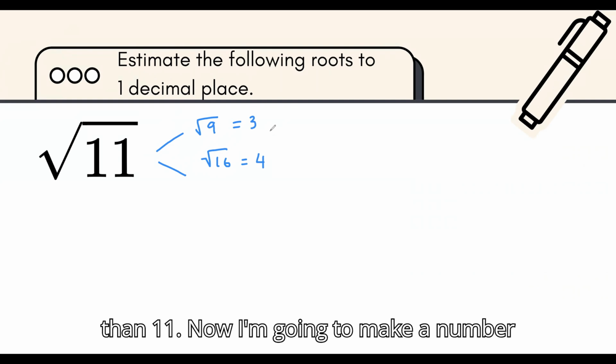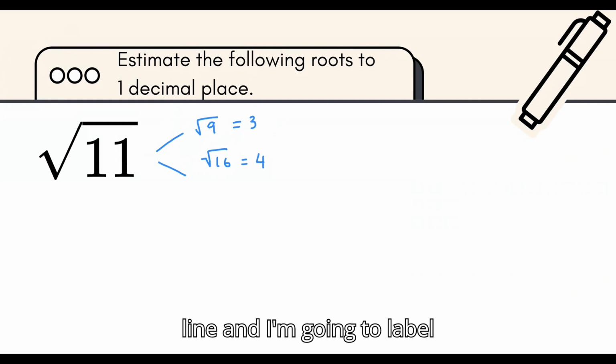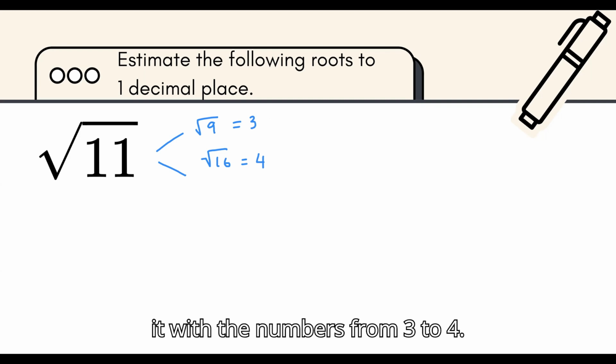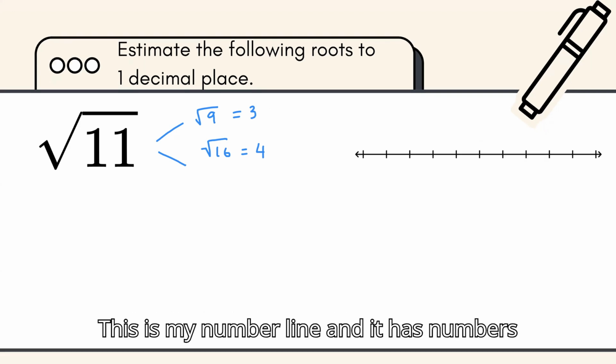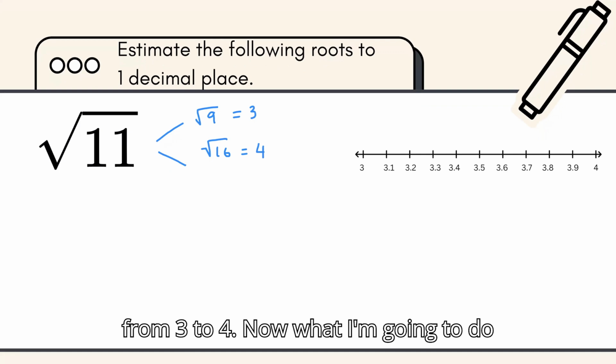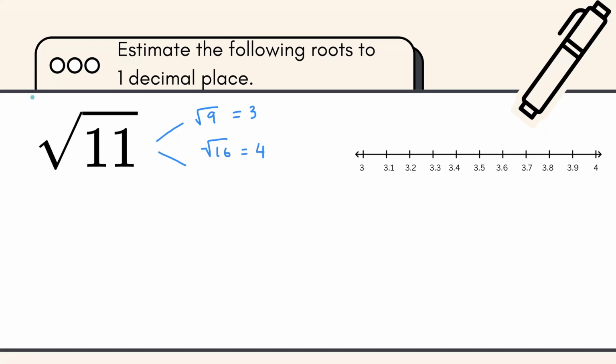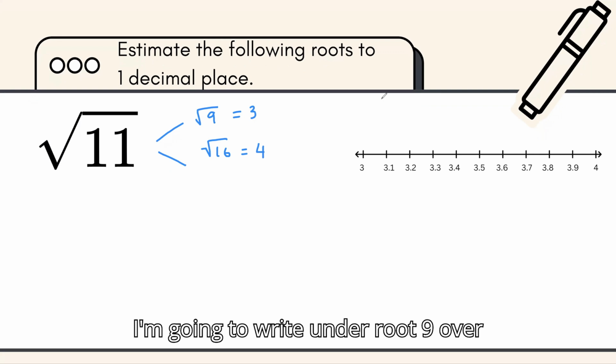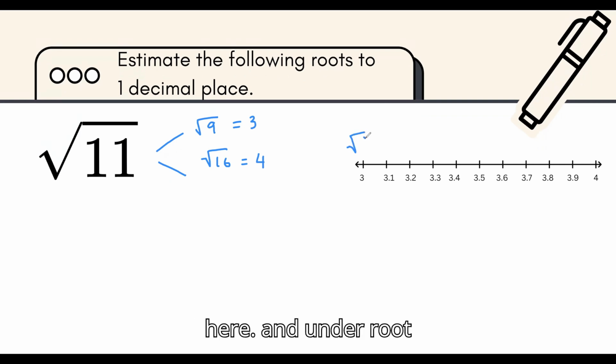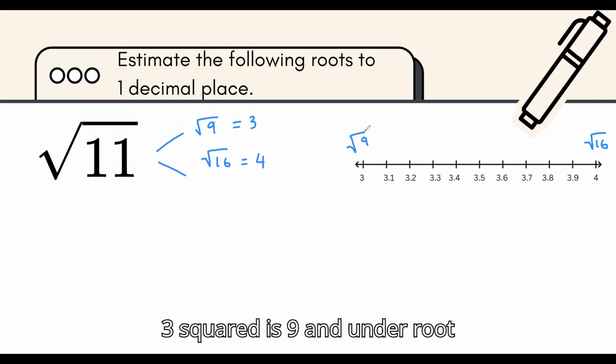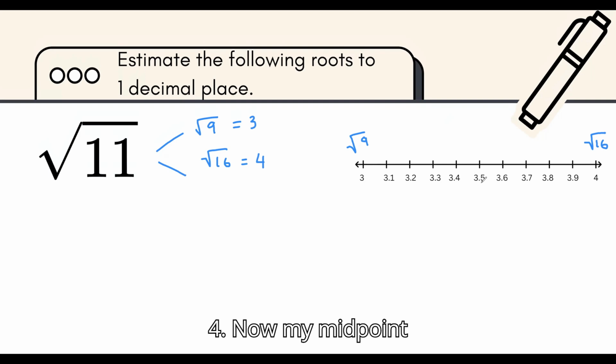Now I'm going to make a number line, and I'm going to label it with the numbers from 3 to 4. This is my number line, and it has numbers from 3 to 4. Now I'm going to write the square root of 9 over here, and the square root of 16, because 3 squared is 9 and the square root of 9 is 3, and the square root of 16 is 4. Now my midpoint value can either be 3.5 or 3.6 around here.